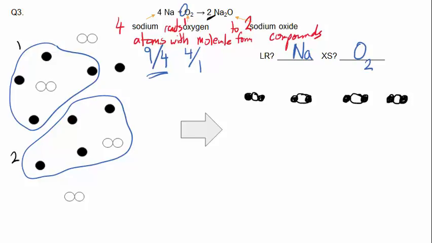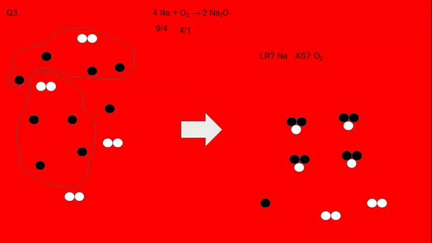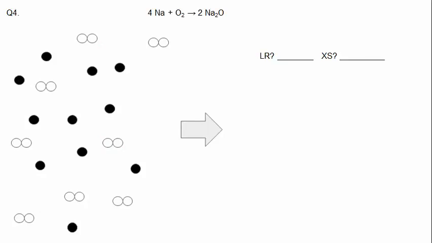And those are our products. And now we have to draw the leftovers. We can see that we have 2 oxygen molecules left over. And you can also see that we have 1 sodium atom left, which you can also see on the next page in digital form. Okay, so same reaction, but different set of givens.